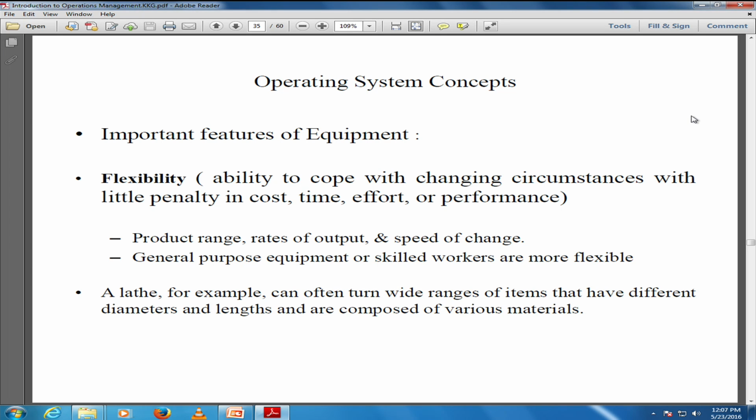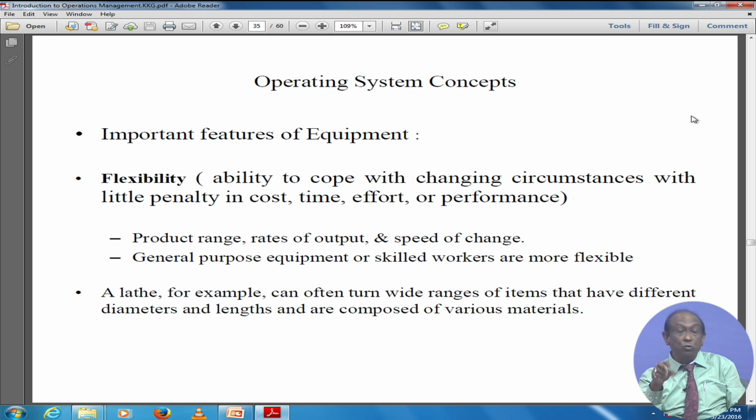So, that is why we have defined flexibility as your ability to cope with changing circumstances with little penalty in cost, time, effort or performance. And this flexibility can be incorporated in terms of product range, rates of output and speed of change. Like say general purpose equipments are much more flexible. A lathe, for example, can often turn wide ranges of items that have different diameters and lengths and are composed of various materials, which is not possible when you are using a machine designed for a specific purpose.